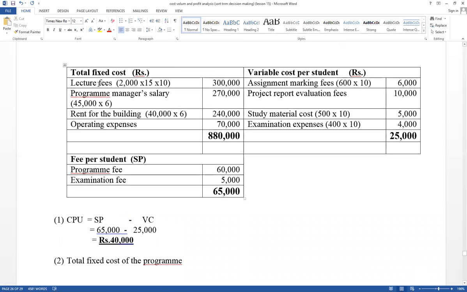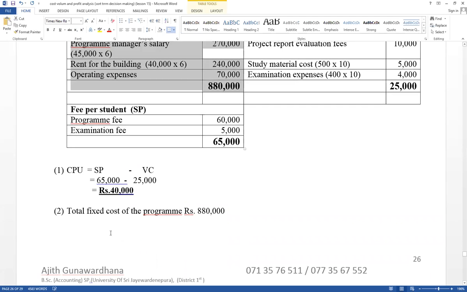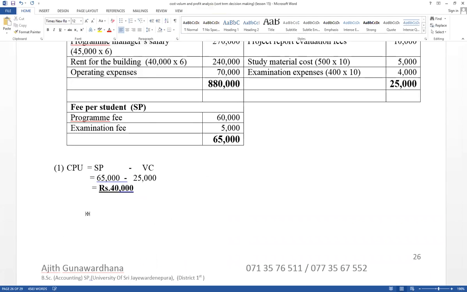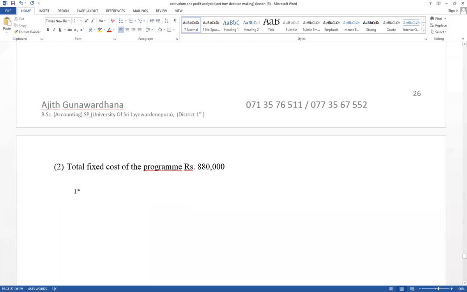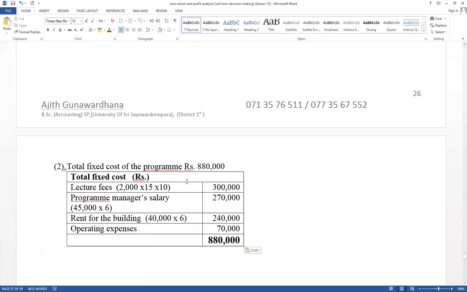Therefore, the total fixed cost equals rupees 880,000. This is the answer. But its composition should be disclosed. This is the second part. Its composition: total fixed cost includes lecture fees, program manager salary, and rent for building, as well as operating expense. This is the answer for requirement 2.